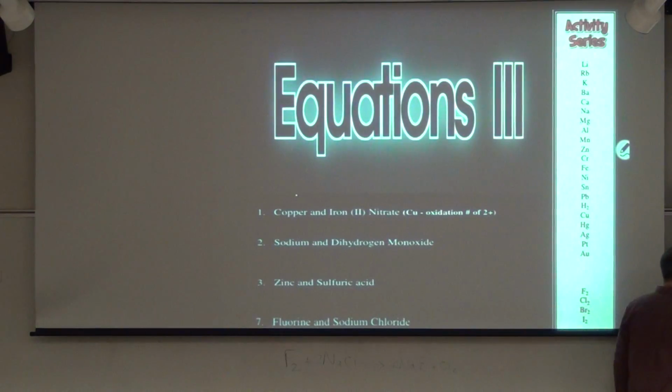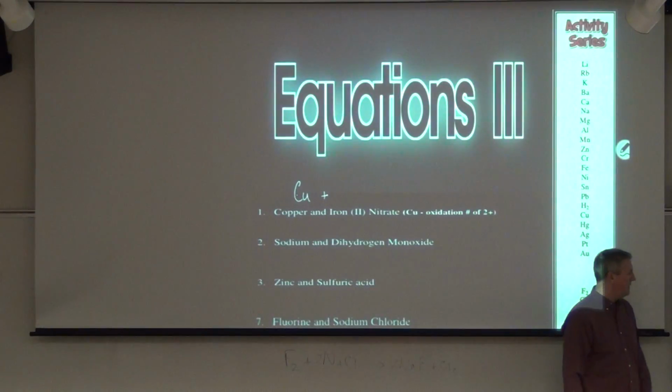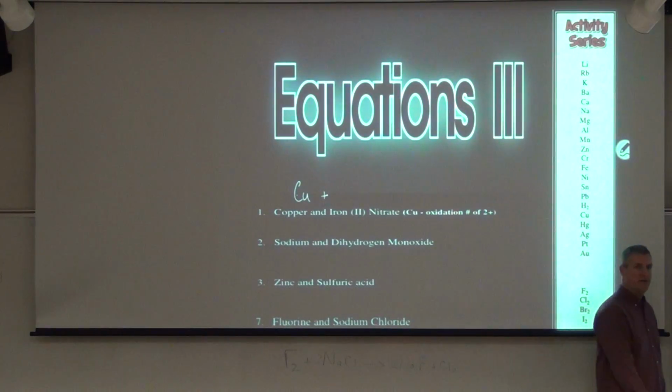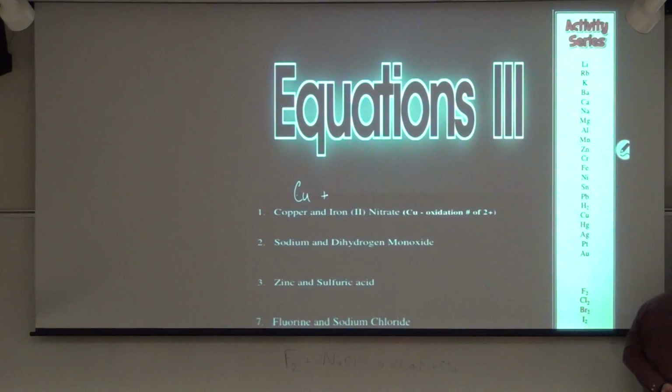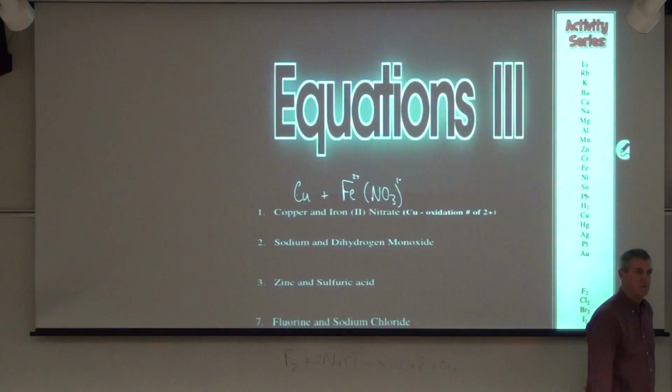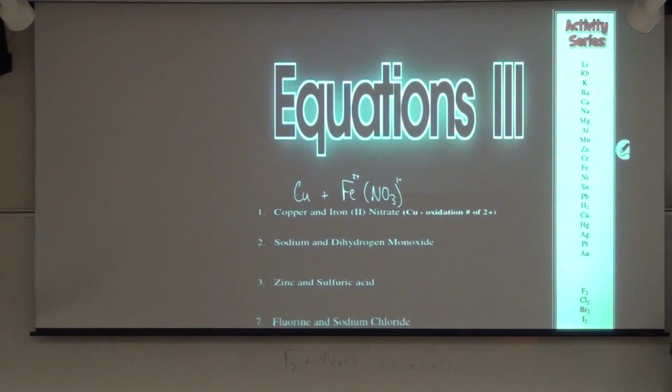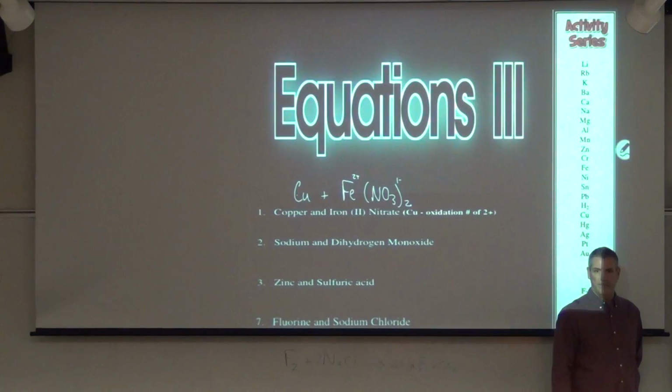Copper is just by itself. And we've got iron 2 nitrate. Iron 2 tells us that the iron is going to have a +2 charge. We don't really have to write that up there, but we can. And nitrate, NO3, that has a minus charge. So a little crisscross tells us that we're going to need 2 of those for 1 iron.